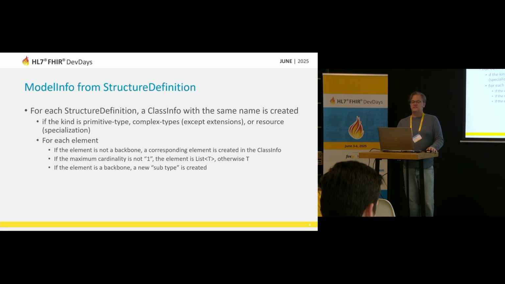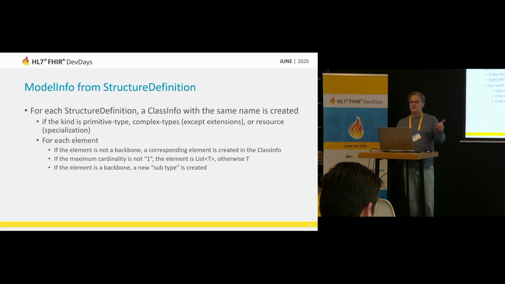So a little more detail on that. Basically, for each structure definition, a class info with that same name is created, if it's a primitive type, a complex type (except extensions, we'll talk about those in a bit), or resource, and it's a specialization. For each element, if it's not a backbone, then you just get a corresponding element created in the class info. If the max cardinality is 1, it's created as just that type, so a string or a quantity. If its cardinality is greater than 1, then it's created as a list of that type.